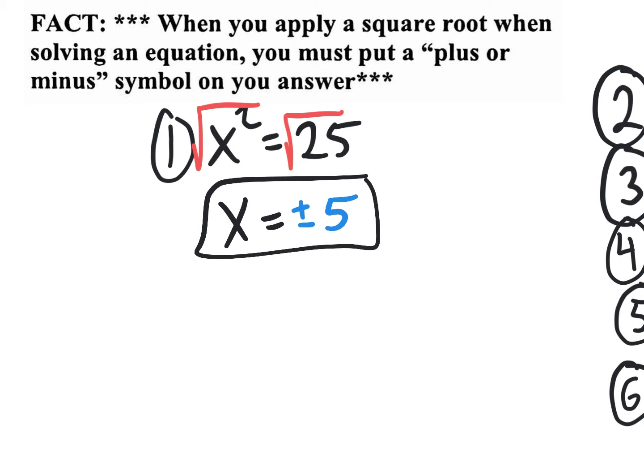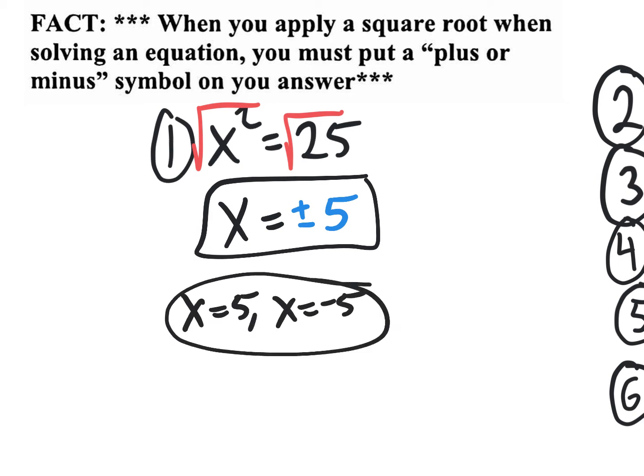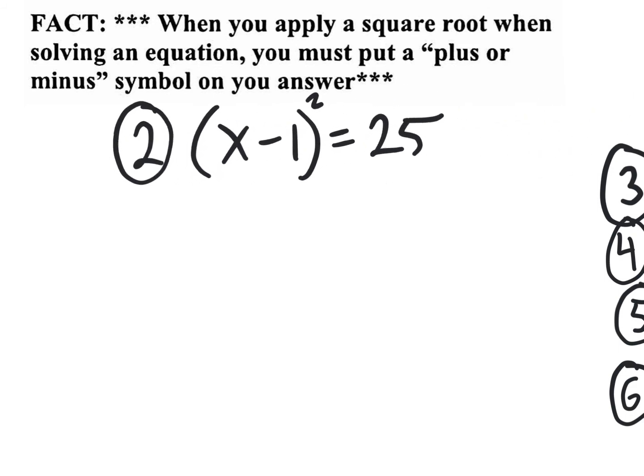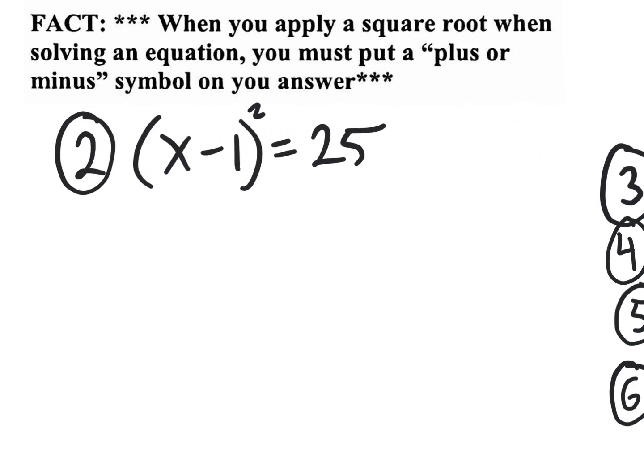Now that answer, x equals plus or minus 5, is the same thing as x equals positive 5 and x equals -5. It's the same exact thing, but we're not going to do that. We're going to stick with just leaving it plus or minus 5. Okay. Let's move on to one that's a little more fun. This one's definitely more fun.